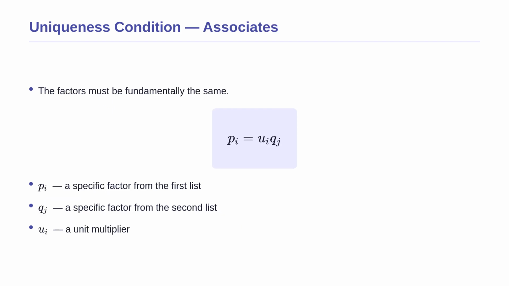Now that we know the count must be the same, we look at the second condition for uniqueness. The formula Pi equals Ui times Qj defines what we mean when we say the pieces are fundamentally the same. Here, Ui represents a unit multiplier. This tells us that every single building block in the first list matches a building block in the second list, possibly altered by a harmless unit multiplier. As long as the factors only differ by a unit, they are considered associates, and the factorization is officially unique.